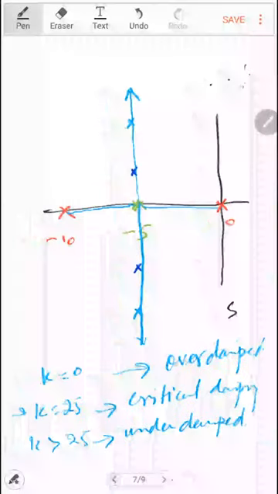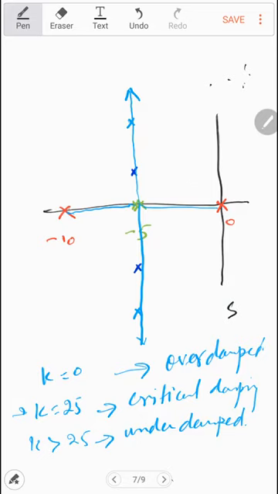Also the root locus is giving you the accurate location of the poles. You see, this is the accurate location of the poles. It will give you the accurate location of the poles.